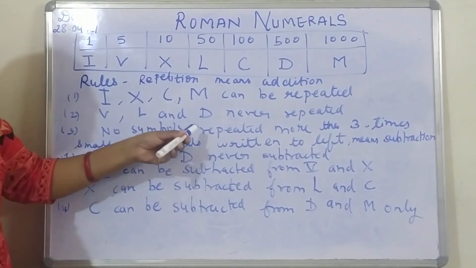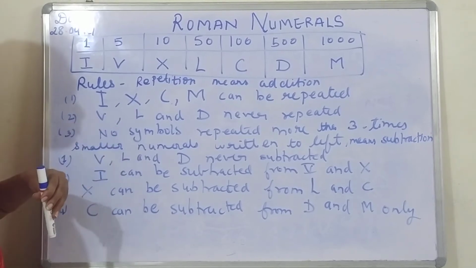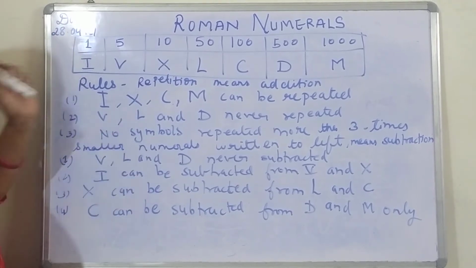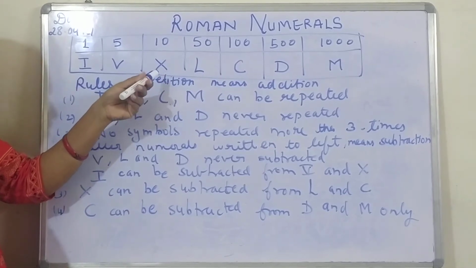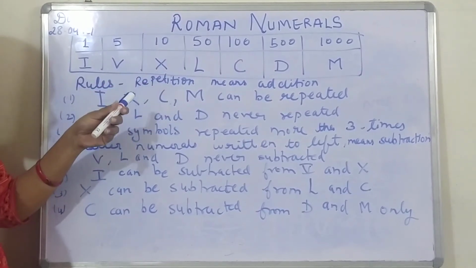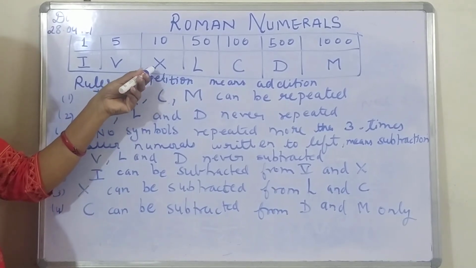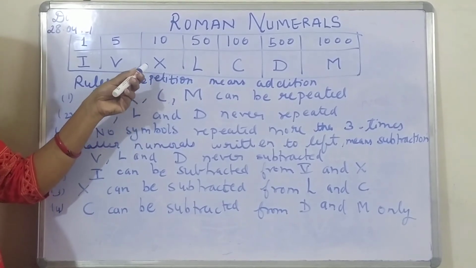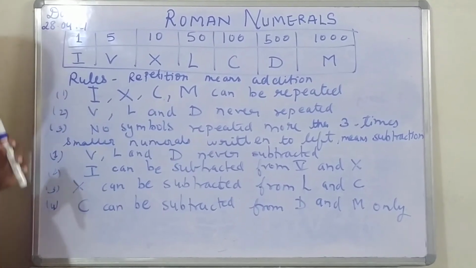No symbol is repeated more than 3 times. 3 times you have to write only 3 times. More than 3 times you cannot repeat any symbol. Like X, X, X. You can write X, X, X. That means 30. If you want to write 40, you cannot write X, X, X and X, because any symbol cannot be repeated more than 3 times.